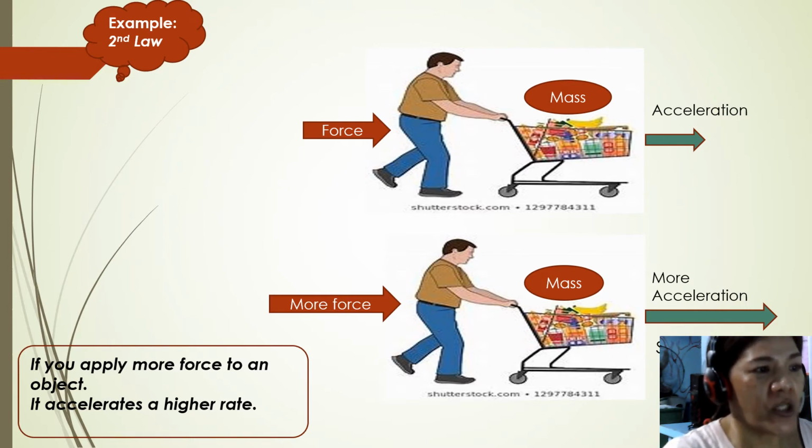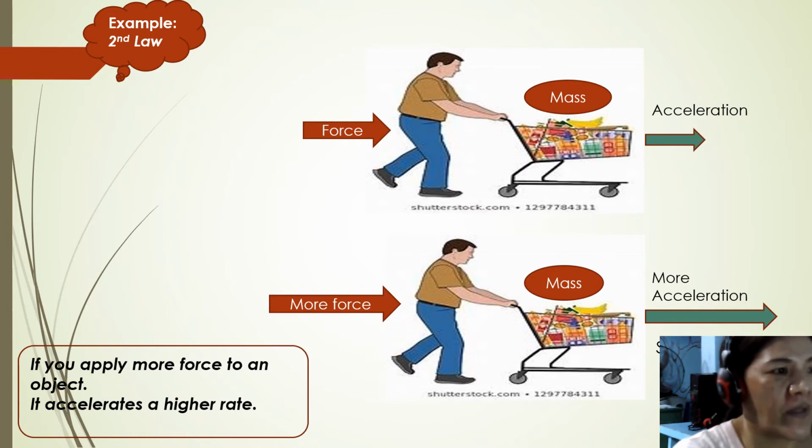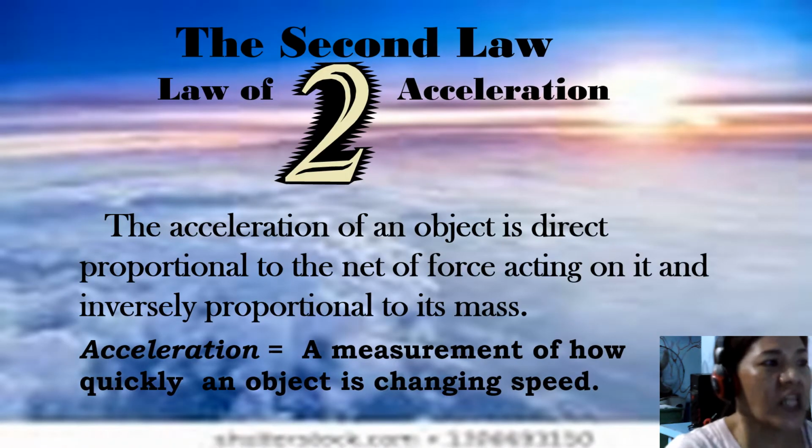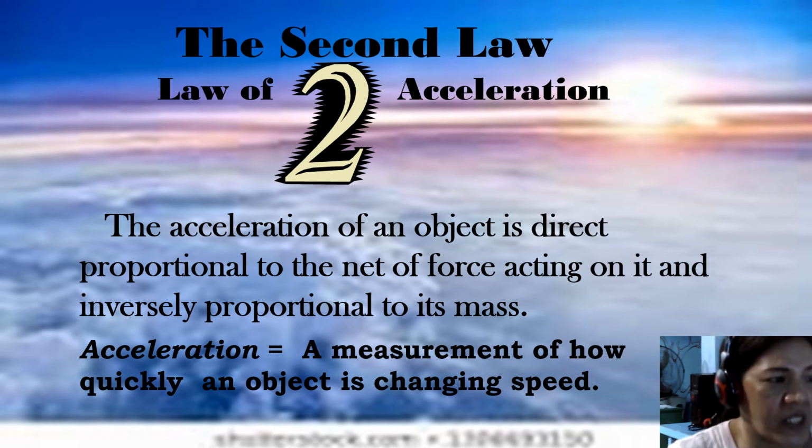The more force you apply, the more the acceleration and speed increase. So with lesser force applied to an object, you have to expect lesser acceleration, and the speed also decreases. Okay. So what does the second law of acceleration state? An object's acceleration is directly proportional to the net force acting on it and inversely proportional to its mass.